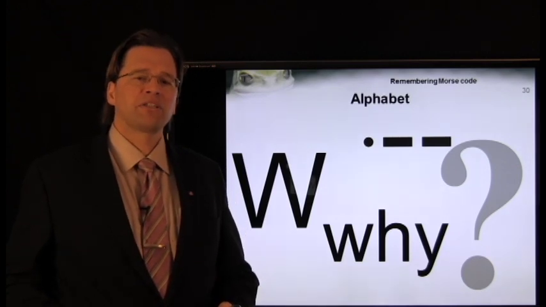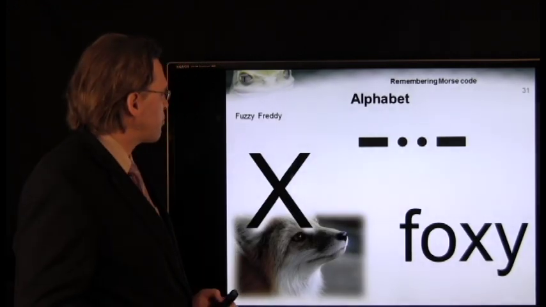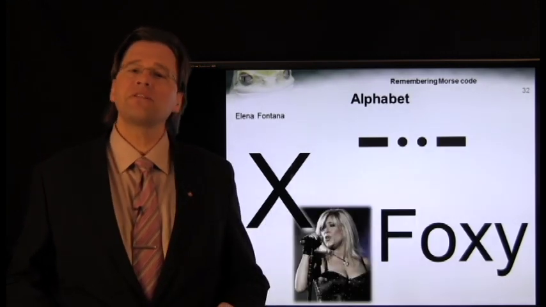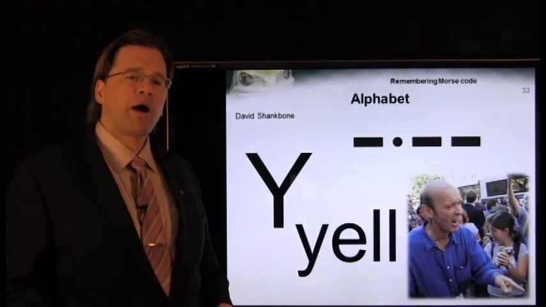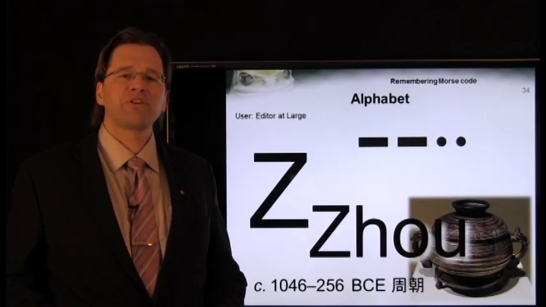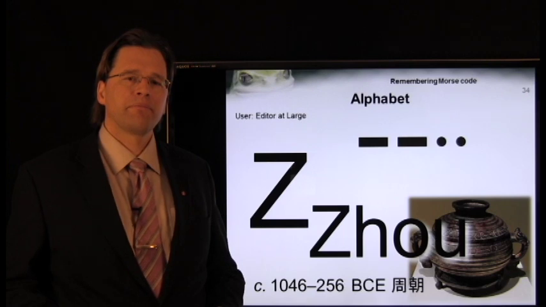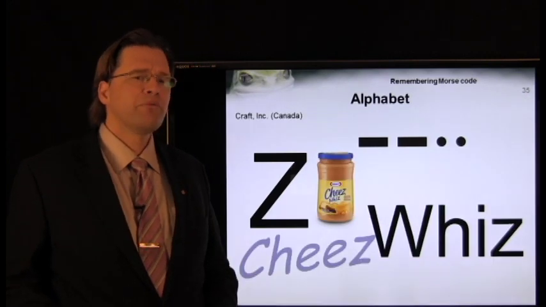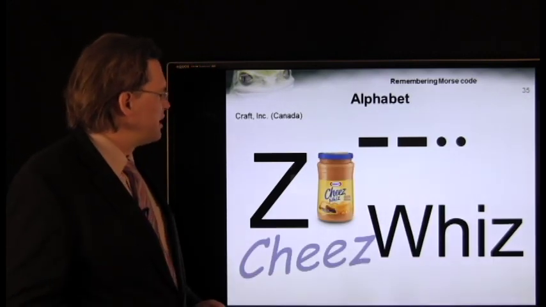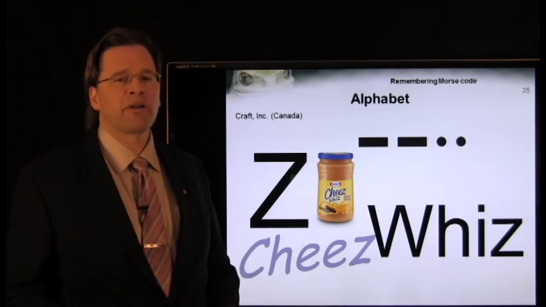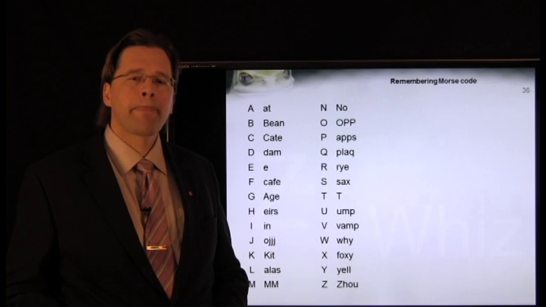For W, I use the interrogative pronoun Y. Dot dash dash. For X, I think of the word foxy. You can either remember a fox or, if you wish, Samantha Fox. For Y, I think of yell. And for Z, I think of the Tzu Empire in China. If that doesn't work for you, you can always think of cheese whiz. There's enough Z's in there to help you remember that this is the mnemonic for Z.